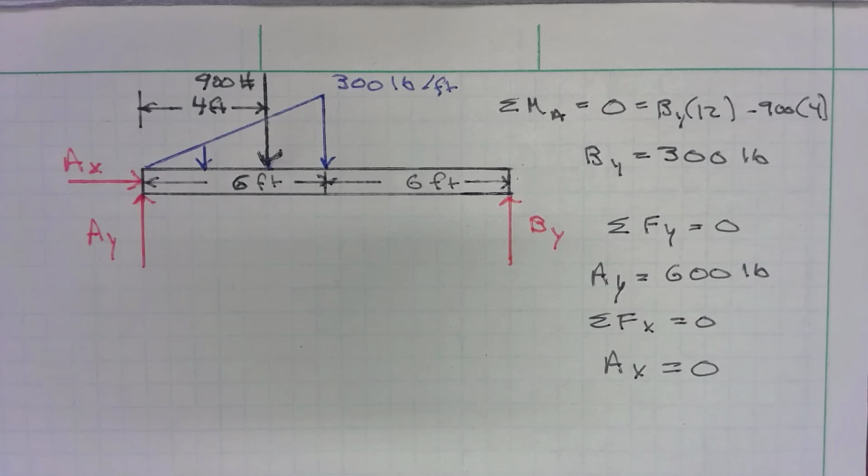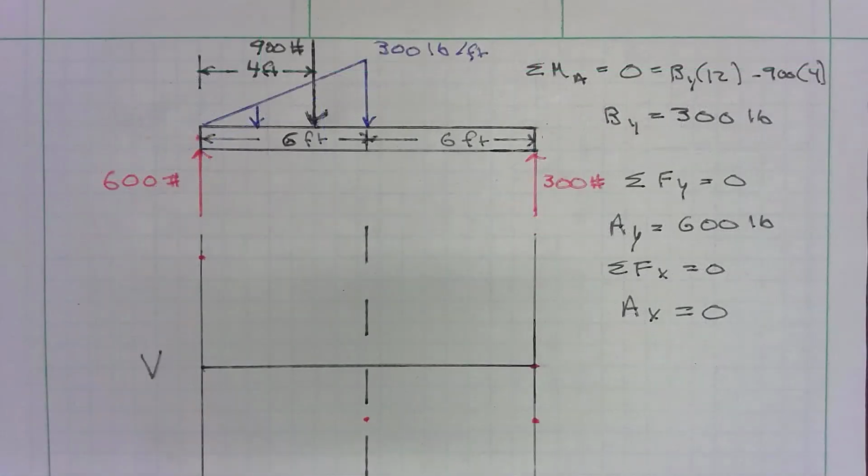Okay, so now that we have that, we have enough information to draw our shear diagram. That's the first one we want to draw. What we want to do is draw some lines down at the ends, so solid lines, and then draw some dashed lines to represent points of interest. In this case, it is going to be at the end of this non-uniform load.